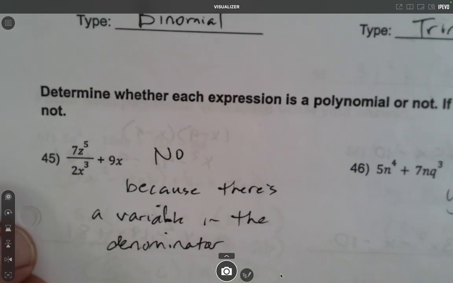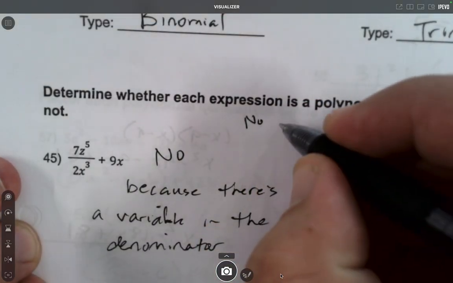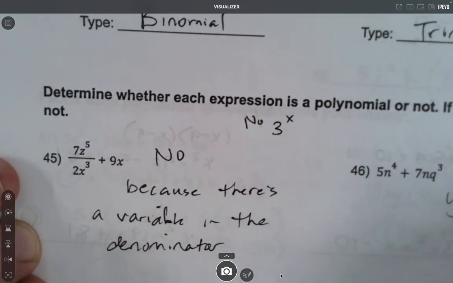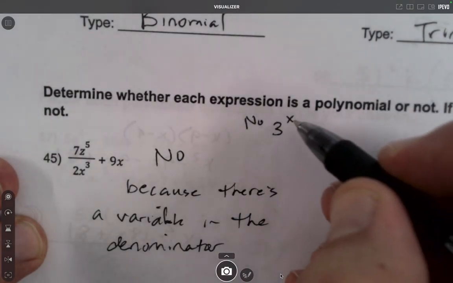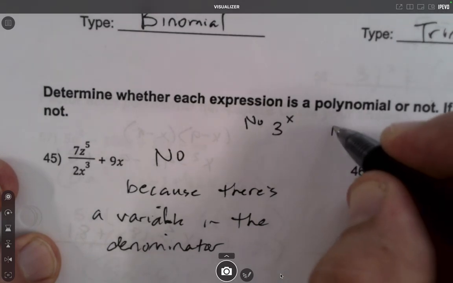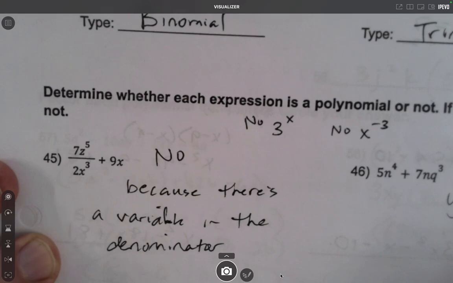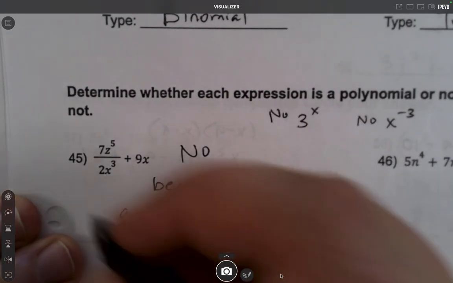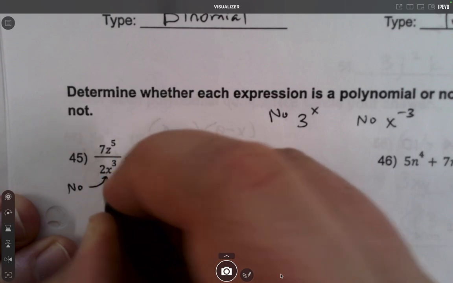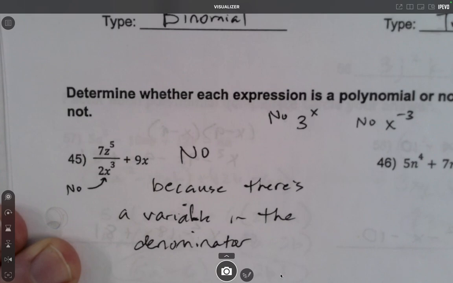To determine if something is a polynomial, there's 3 no-nos. No variables in the exponents. So the exponent can't have an x or y or whatever letter inside it. We can have no negative exponents. So x to -3 is a problem. We also cannot have variables in the denominator. That's the third no. So if we see any or more than one of those things, we know it is not a polynomial.